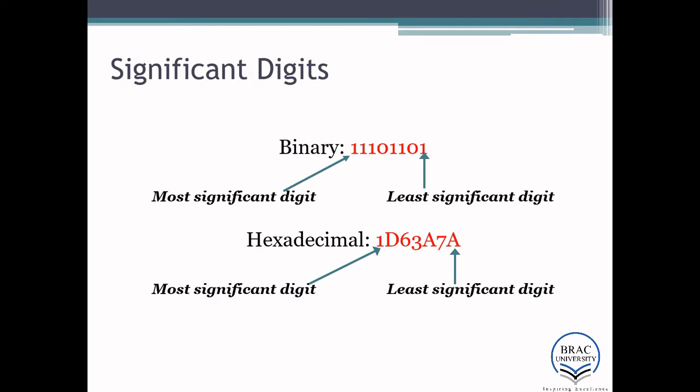So, significant digits. You have a binary number, something like that. Your right side digit 1 is least significant, and the left one is most significant. So here 1 is least and this left side one is most significant. It is similar for other number systems, like for hexadecimal. Right side A is least significant, and the 1 on the left side is most significant.